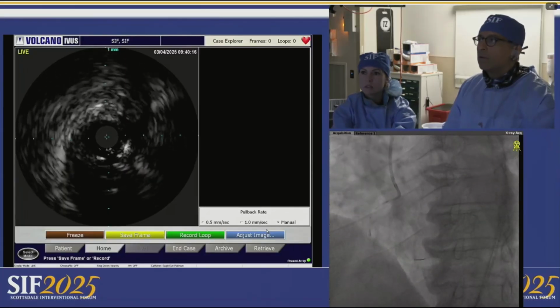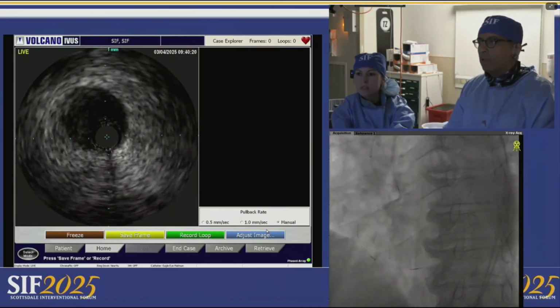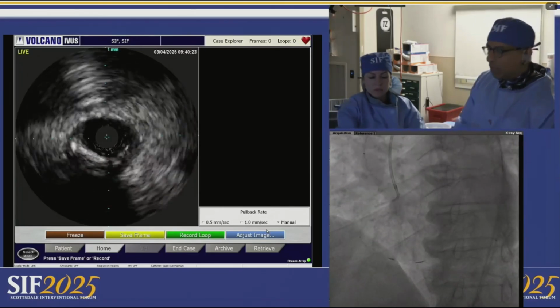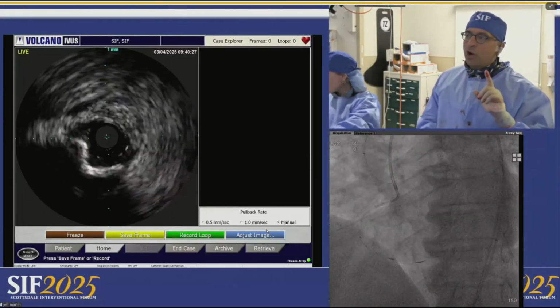But for everybody in the room, I think we really need to consider ourselves all now imaging experts, or we should aspire to be imaging experts and not just coronary interventionalists that put balloons and stents in. Sure. You saw what I just did?